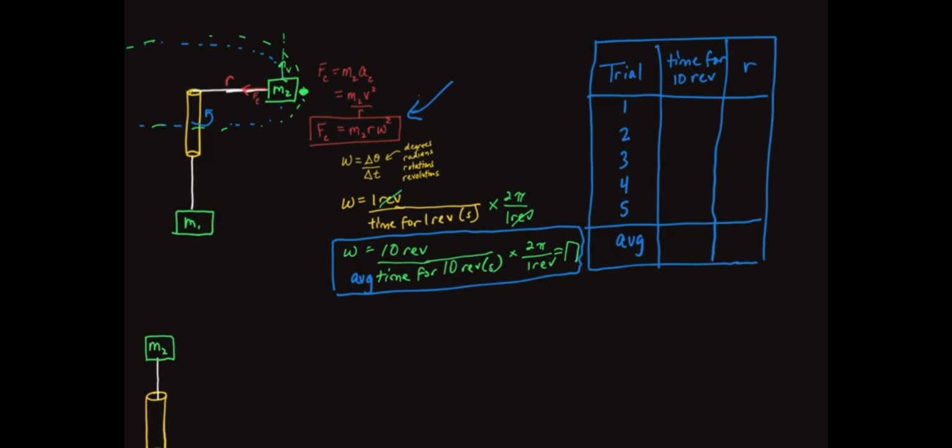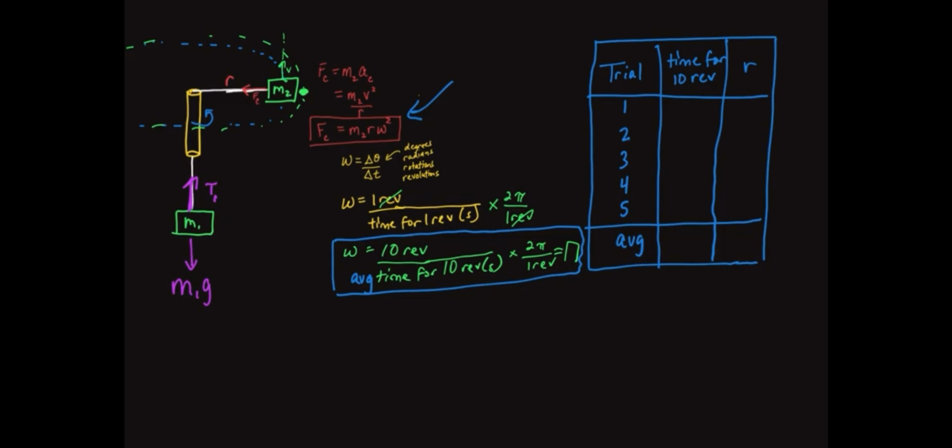Now we're going to calculate it a second time, a different way, and compare the two values. If you look at M1, we have 2 forces acting on M1. We have the force of gravity, or weight, acting downward, and we calculate that with M1 times g. And we have tension acting upward in the string, and I'll call that T1. Now, if M1 is not accelerating upward or downward, if it's steady, then the magnitude of T1 is equal to mg.